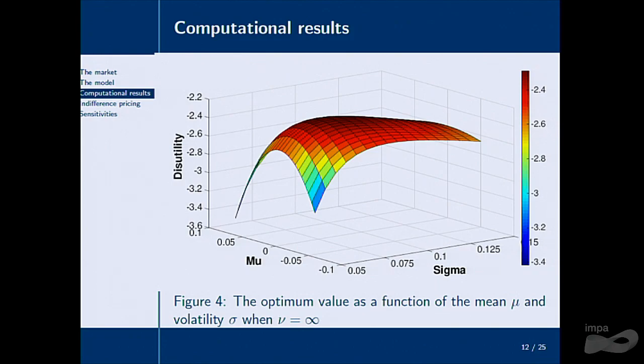Do you have some kind of uncertainty quantification of what happens if you change some of the parameters? Yeah, I look at sensitivities at the end. How do our results change when you change your parameters in the problem?